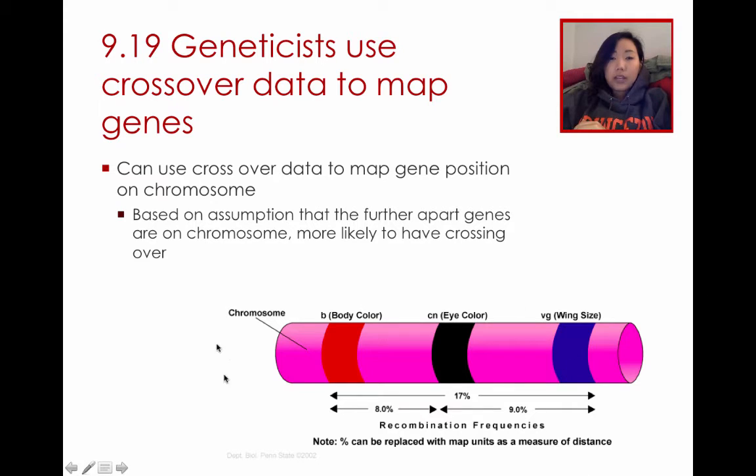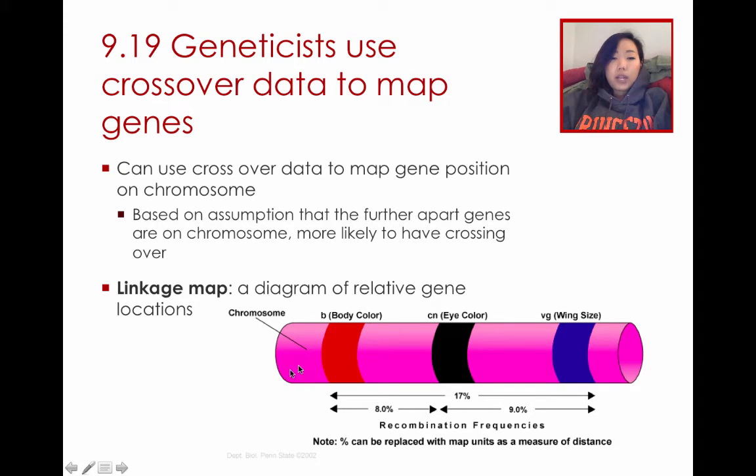And this right here is just a picture that shows that. He said that these two genes, body color and wing size for the fly, were more likely to be further apart because there's 17% recombination seen in the offspring, whereas eye color only was seen to have like 8 to 9% variation or genetic recombination, and so he assumed that eye color would be in the middle between these two.